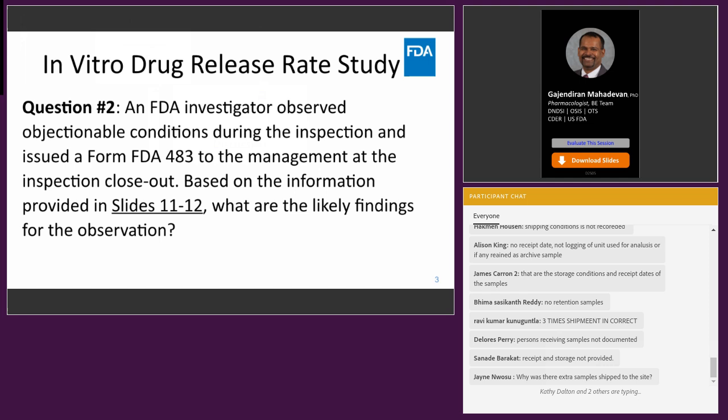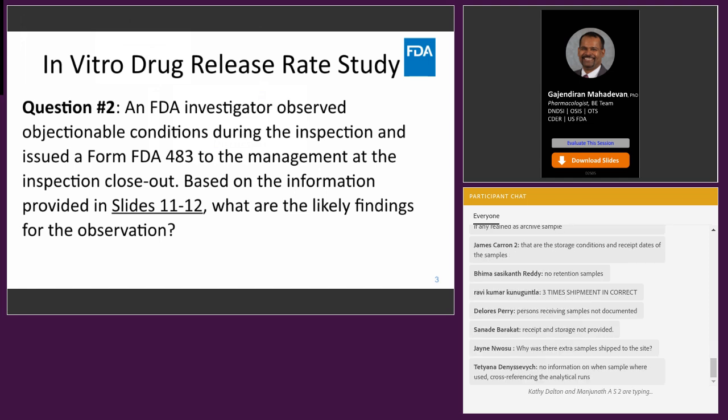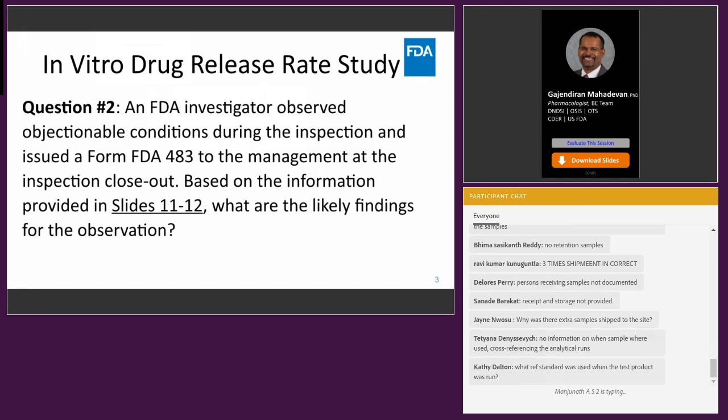The person receiving the samples was not documented. Receipt and storage conditions were not provided.